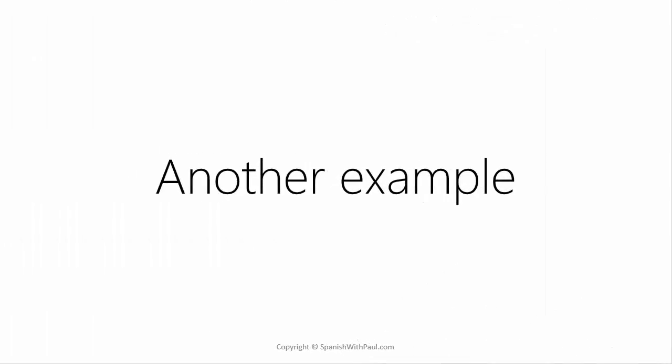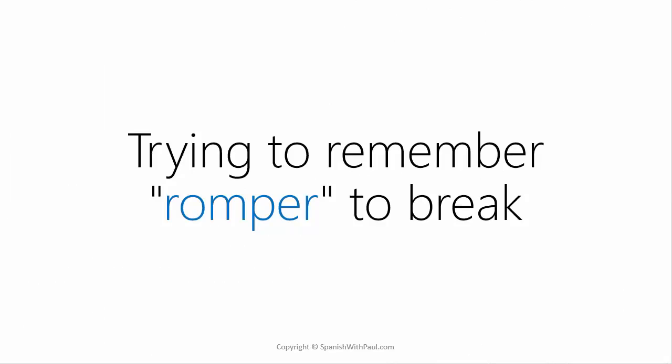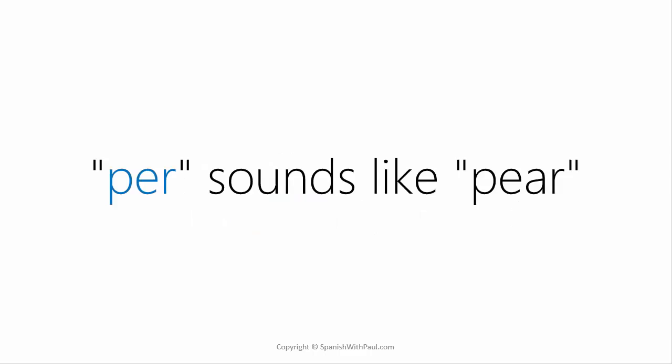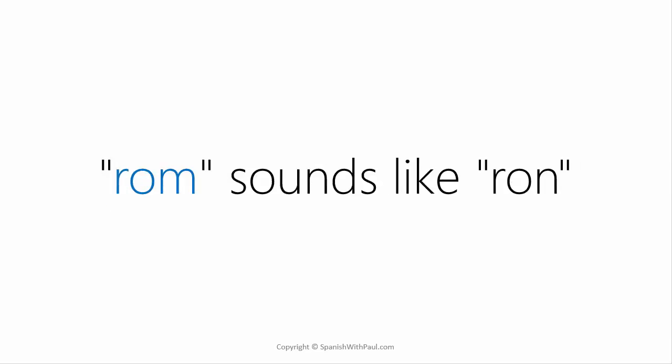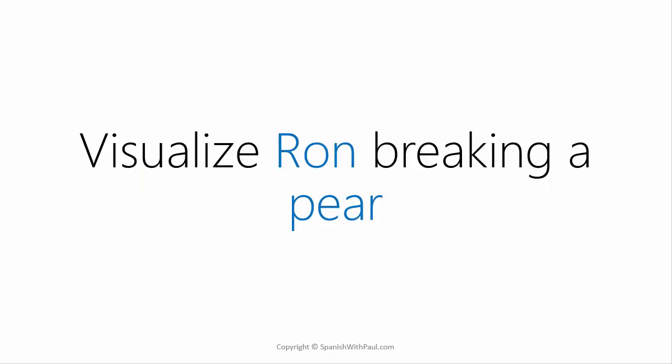Let's do another example. Say we're trying to remember the verb romper, to break. Well, the first thing is that I notice "per" at the end sounds very much like "pear" in English. So that's the first thing I would grab onto. Then for "rom," it sounds to me like the name Ron, like a guy named Ron. So what I might do then is visualize Ron breaking a pear. And I'd make it very vivid. Perhaps he's jumping up and down, stamping on it, or he's smashing it with a hammer, something vivid like that.